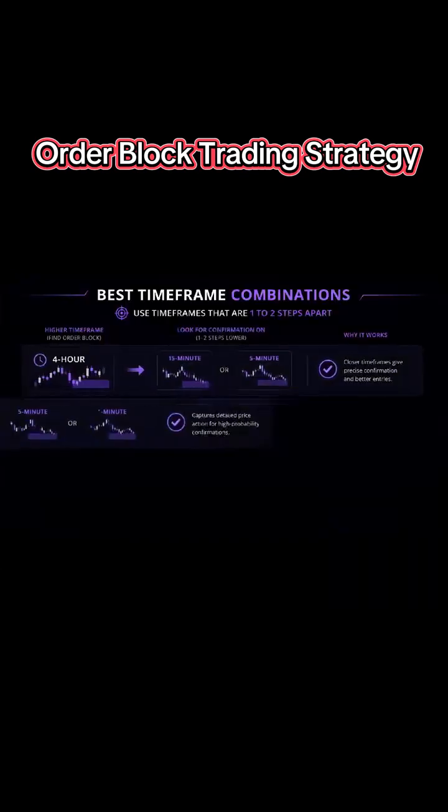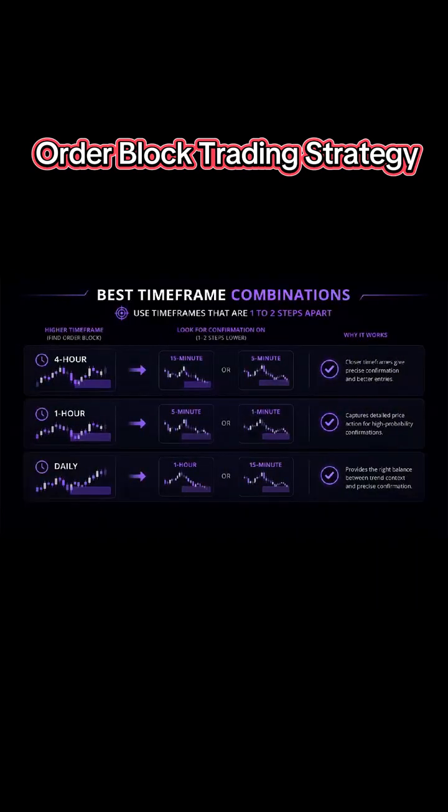The best time frame combinations are usually 1 or 2 steps apart. For example, if your higher time frame order block is on the 4-hour chart, look for confirmation on the 15-minute or 5-minute chart. If you identify an order block on the 1-hour chart, confirmations on the 5-minute or 1-minute chart often work well. Likewise, if you trade from the daily chart, the 1-hour or 15-minute chart can provide excellent confirmation.